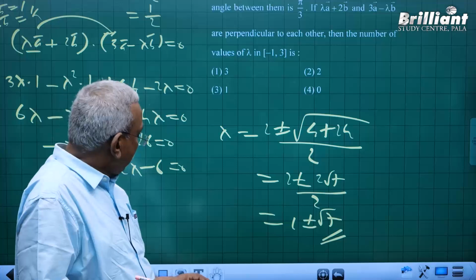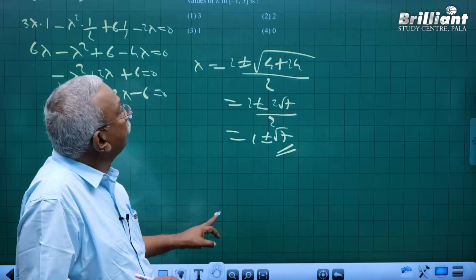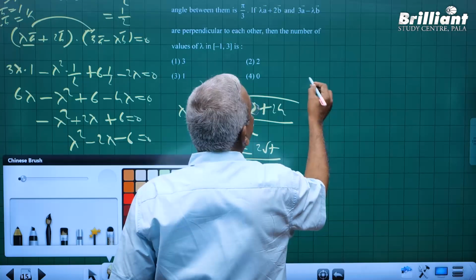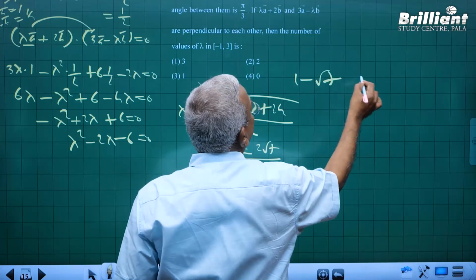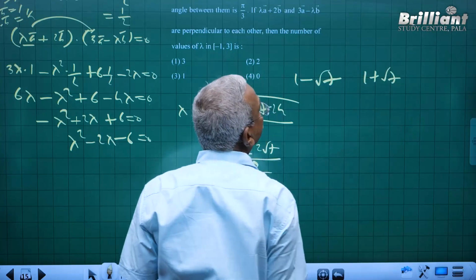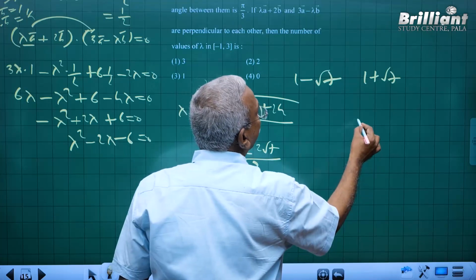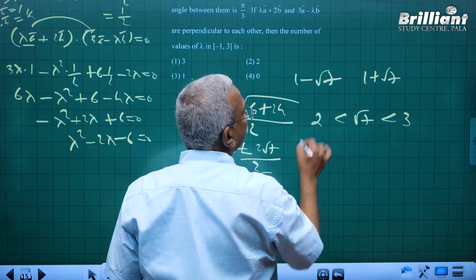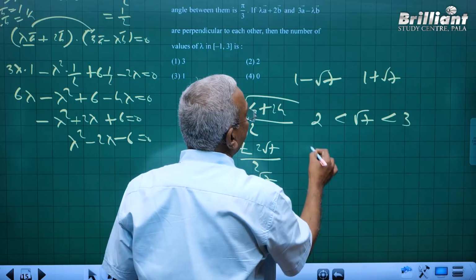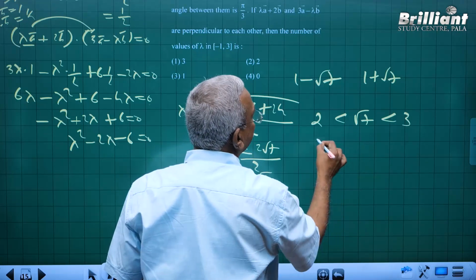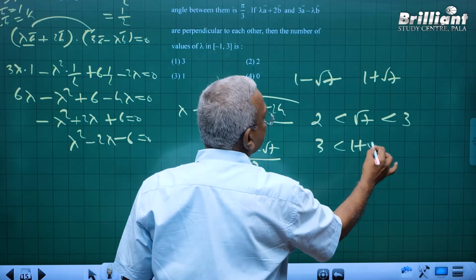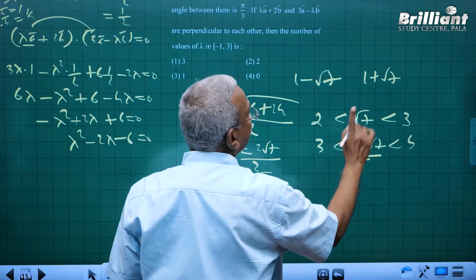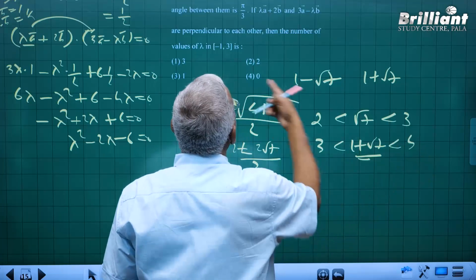So your problem is how many such values are in between those two. One is 1 minus root 7 and the other is 1 plus root 7. You know, root 7 is less than 3 and more than 2. So 3 is less than 1 plus root 7, which is less than 4. So 1 plus root 7 is beyond that 3. So that is not included.